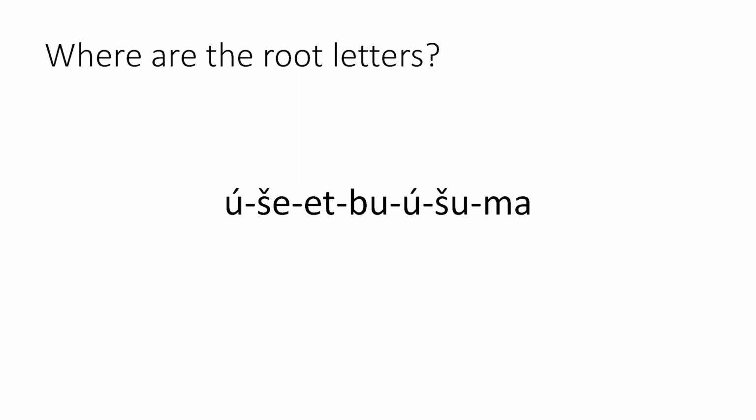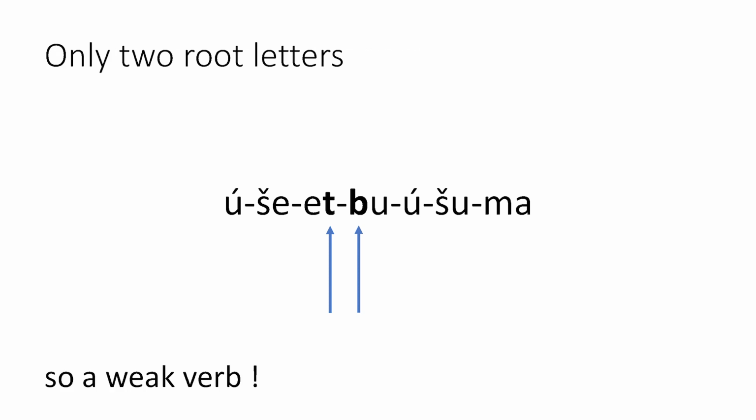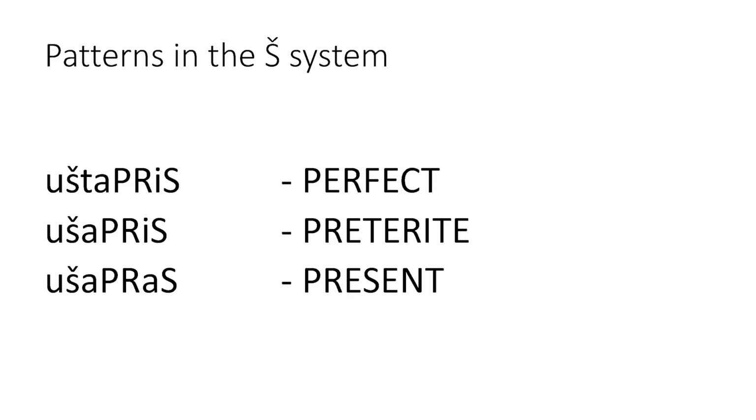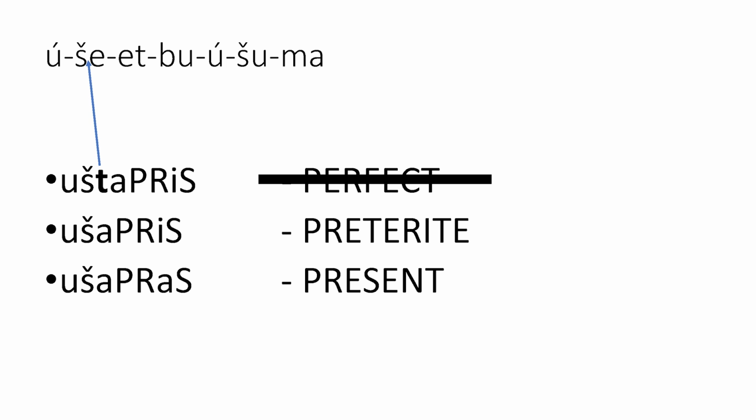Where does that leave us as regards root letters? The consonants we haven't explained so far are the t and the b. So let's take it as our hypothesis that these are our root letters. There are only two of them, so this must be a weak verb. Now let's think of the verbal patterns in the Š system. Perfect uštapris, preterite ušapris, and present ušapras. Our form can't be a Š perfect, because if it were, it would start with ušt, so not the perfect.